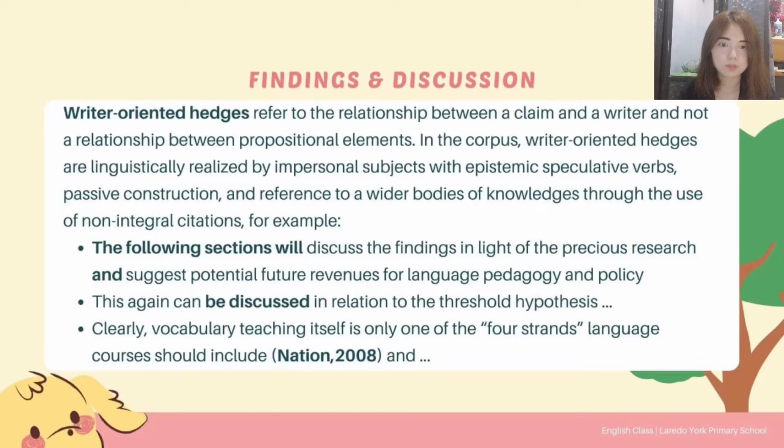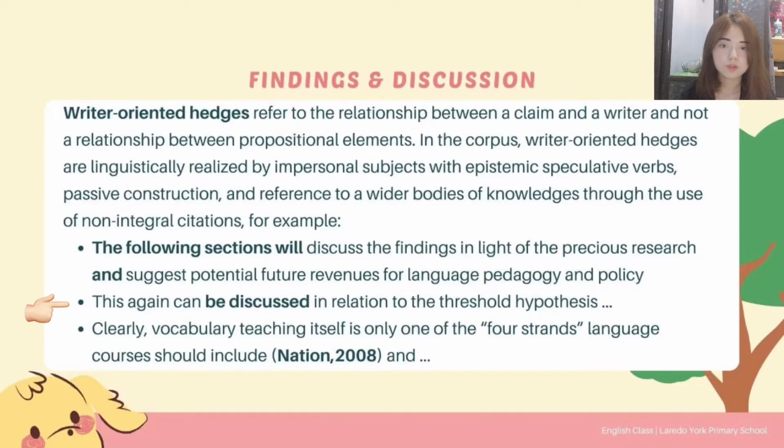Now here are the examples. First we have the epistemic speculative verbs in the sentence that I pulled here. So we can see, first we have: the following sections will discuss the findings in light of the previous research and suggest potential future avenues for language pedagogy and policy. And second, we have the passive construction. This again can be discussed in relation to the threshold hypothesis.